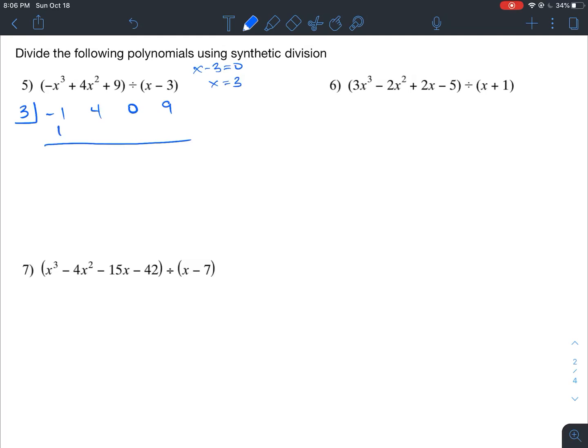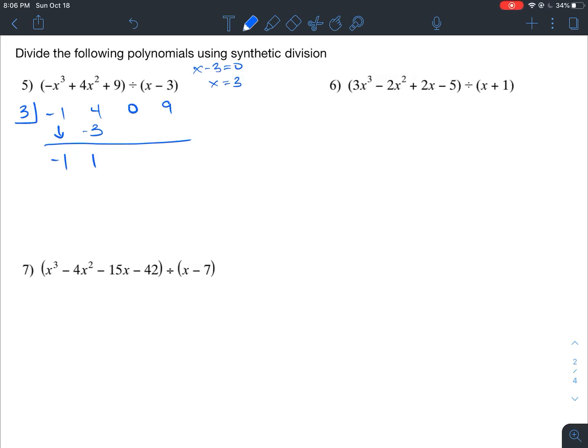First thing I do is I drop the -1 right there. Now I multiply anything down here with what we have in this box right here. So -1 times 3 is -3, and I'm going to write that in these spots right here. So -3. Now I'm going to add these together. So 4 plus -3 is going to be +1.